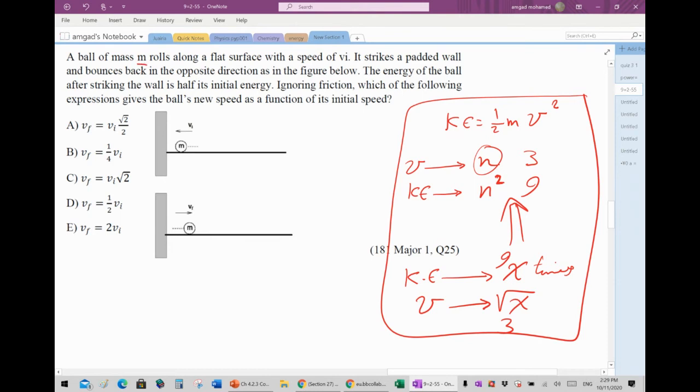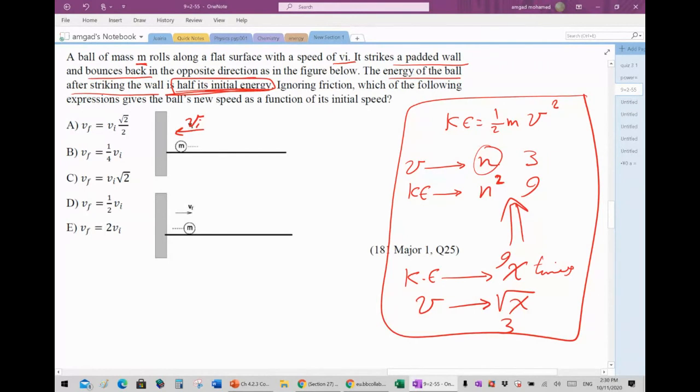A ball of mass m rolls along a flat surface with a speed vi. So it has a speed vi. It strikes a padded wall and bounces back. So it will strike the wall and it bounces back in the opposite direction, as in the figure below. The energy of the ball after striking the wall is half of its initial energy.